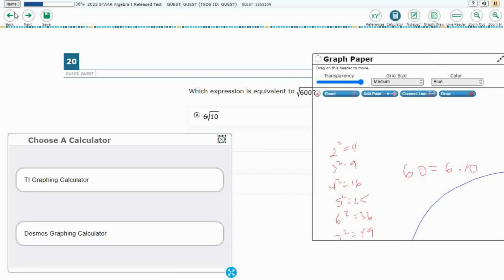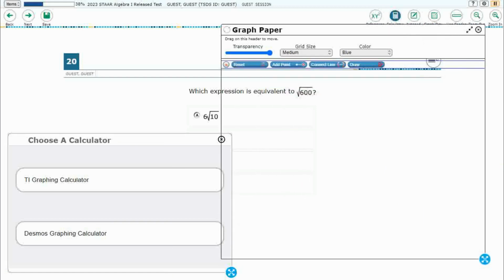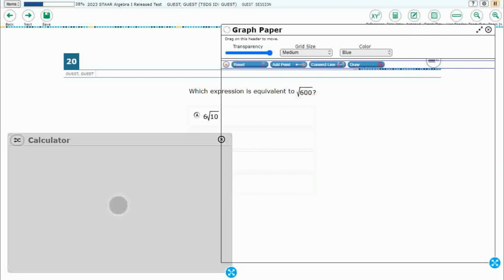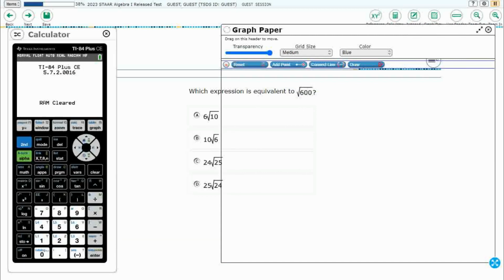Okay, and I'm going to reset all that to give myself a little bit more room. Let's just use the calculator, and let's first figure out, okay, what is the square root of 600? So we're going to have that second, and it's the x squared to get that little blue square root. 600. Okay, so that's approximately 24.49.